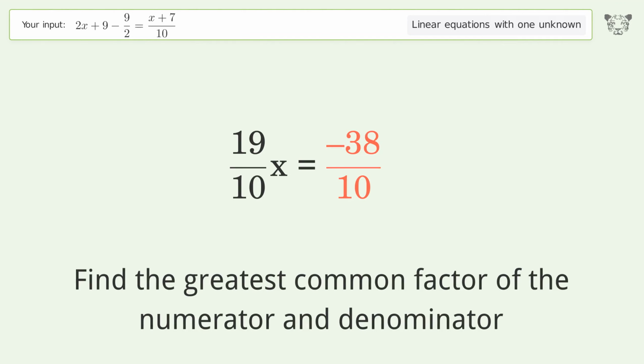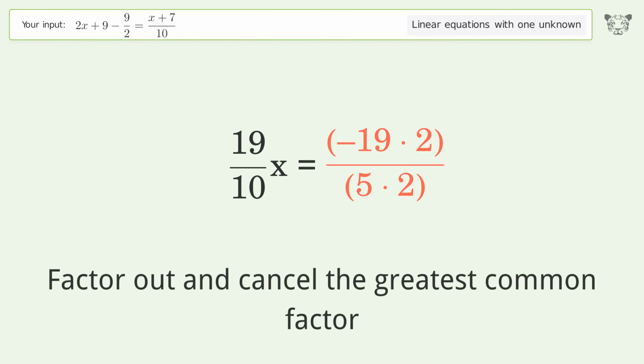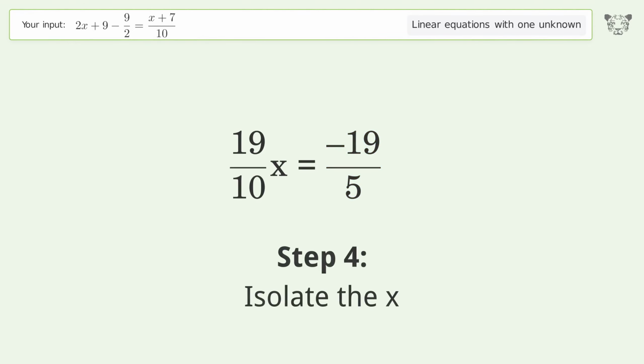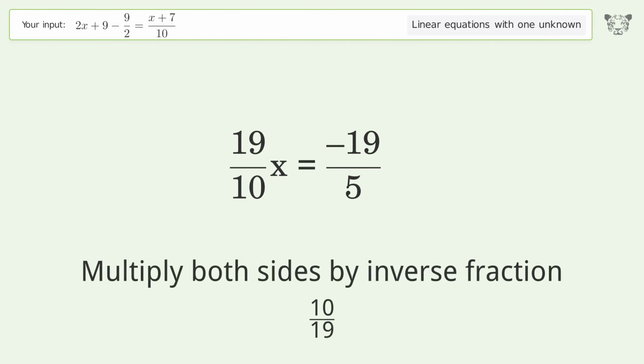Find the greatest common factor of the numerator and denominator. Factor out and cancel the greatest common factor. Isolate the x. Multiply both sides by inverse fraction 10/19.